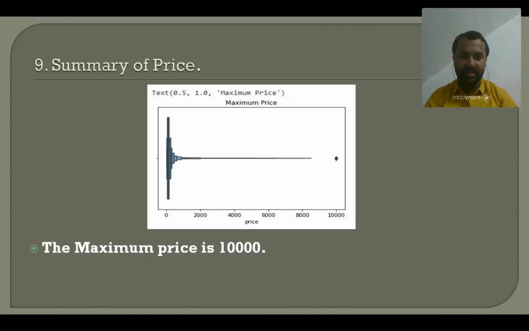As you can see in this plot, the maximum price is 10,000, and the range of the average price just lies between 100 to 500. Here you can see in this plot.